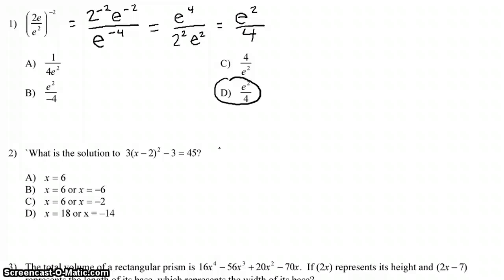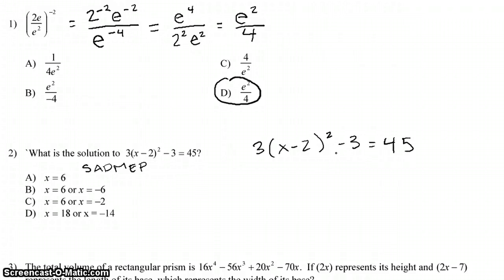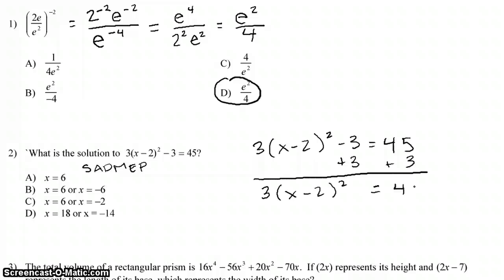All right, for number 2, again, we're going to solve this one by square roots. Whenever we're solving by roots, we can think SADMAP to make sure we do things in the correct order. That's PEMDAS backwards. So if I have 3 times x minus 2 squared, minus 3, is equal to 45. According to SADMAP, the first thing we're going to do is take care of our addition and subtraction. So I'm going to add 3. So I'm left with 3 times x minus 2 squared is equal to 48.